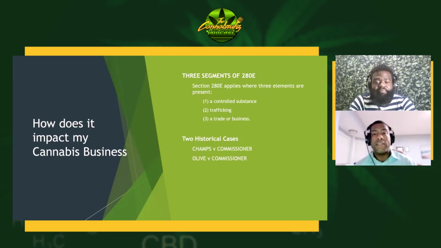Then the next case is Olive versus the Commissioner, which we cover in our podcast, the Cannabruhz. Olive figured, hey, since Champs was able to beat the tax court, I can do it too. The difference is, instead of having two separate businesses and two separate books, all of the income produced for Olive's business came from medical marijuana.